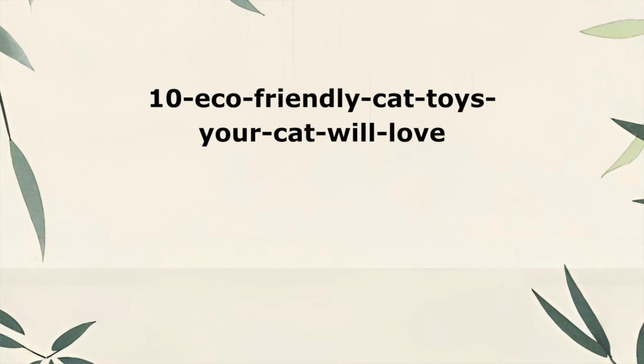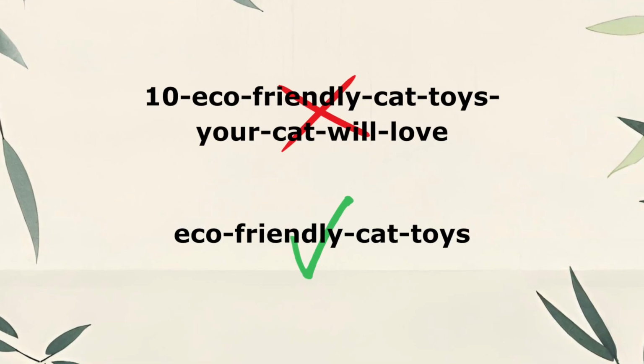A note on URLs. Your blog post's URL is more than an address. It's an essential part of SEO. Usually, your blogging platform will auto-generate a URL based on your title, but it's wise to customize it. Aim for a clear and concise URL that includes relevant keywords. For instance, 10 eco-friendly toys your cat will love is better as simply eco-friendly cat toys.